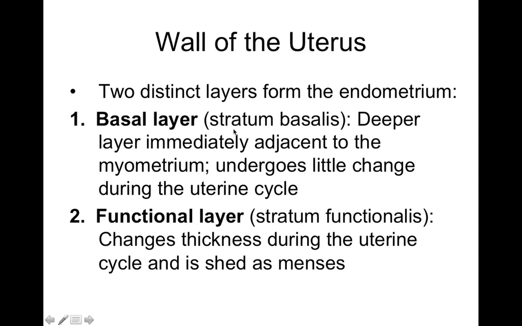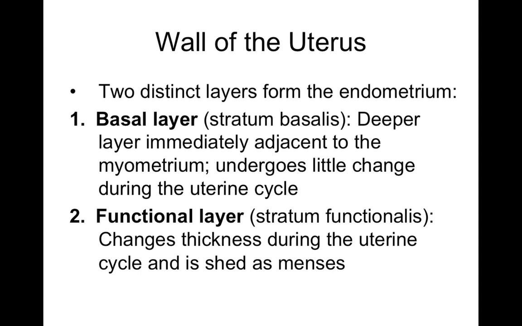The basal layer is also called stratum basalis, and it's a deeper layer that's adjacent to the myometrium or smooth muscle of the uterus. It undergoes little changes during the uterine cycle. So the basal layer doesn't really change a lot with a normal uterine cycle. So we talk about how the endometrium grows and sheds over the course of a uterine cycle. The basal layer doesn't change a whole lot.